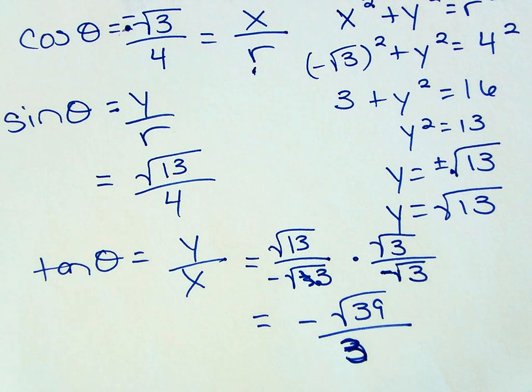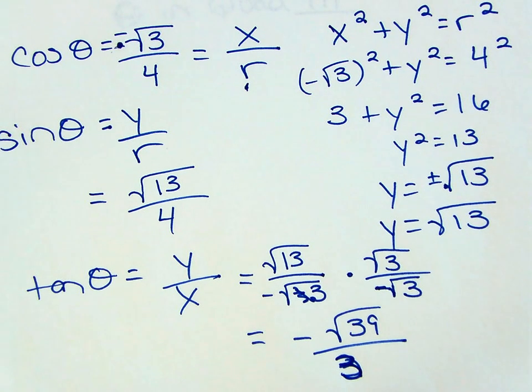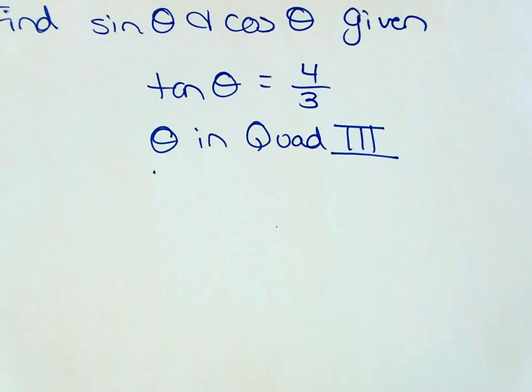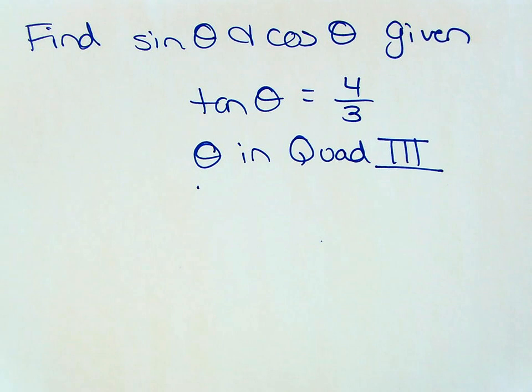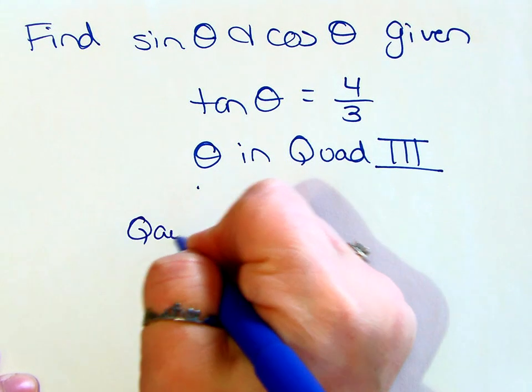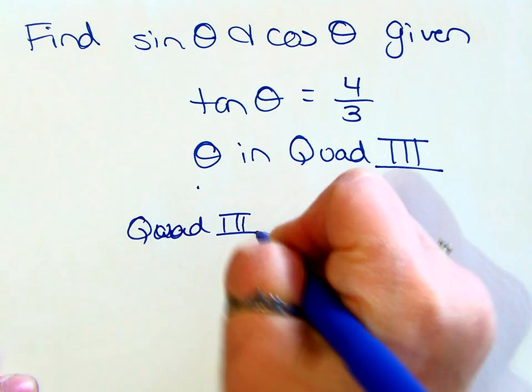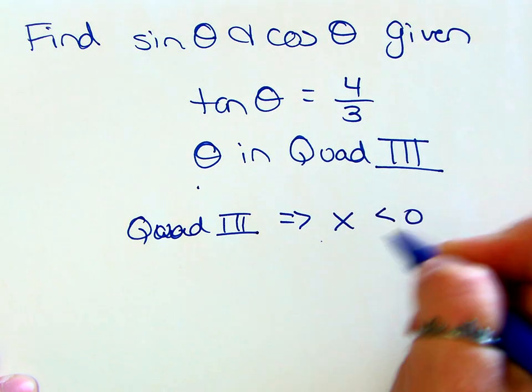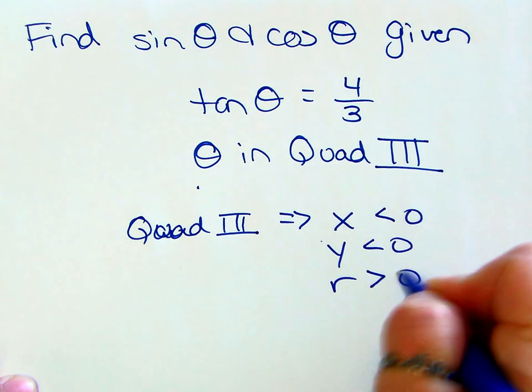Let's do another one. This one's going to tell us which quadrant we're in. This one we need to find sine and cosine of theta. And it tells us that tangent is 4 over 3. And it tells us that we are in quad 3. Based on our Cartesian coordinate diagram earlier, if we are in quad 3, that means that our x's are negative, our y's are negative, and our radius is positive. Negative, negative, positive.